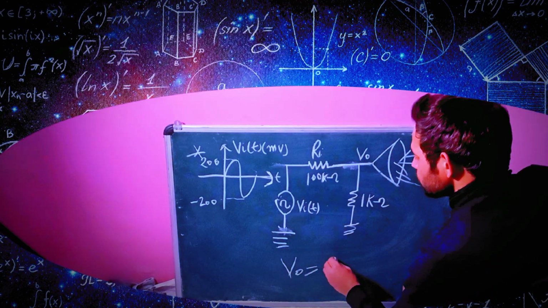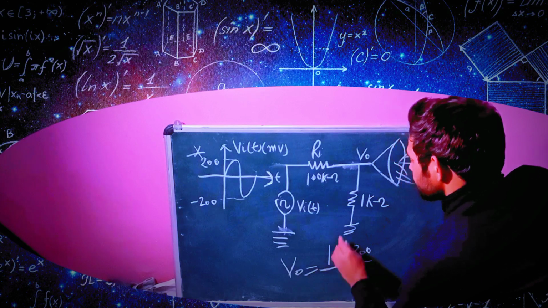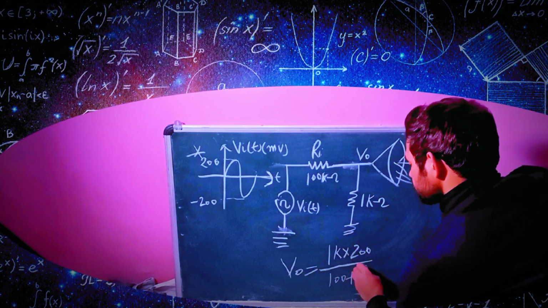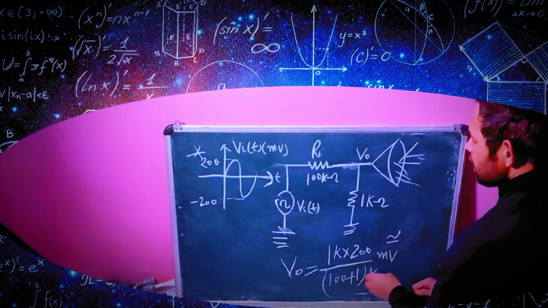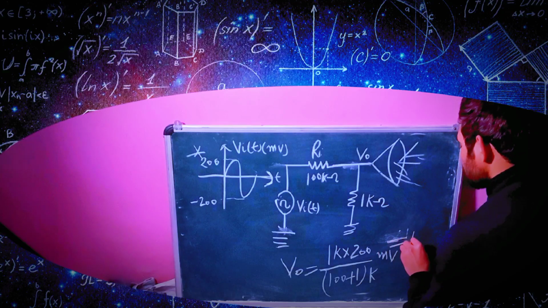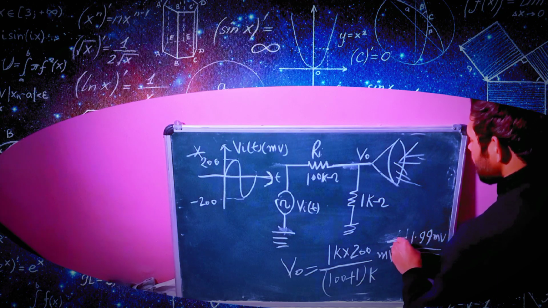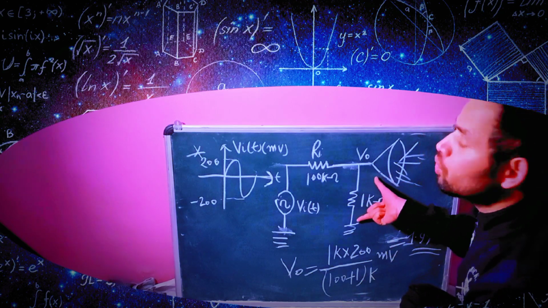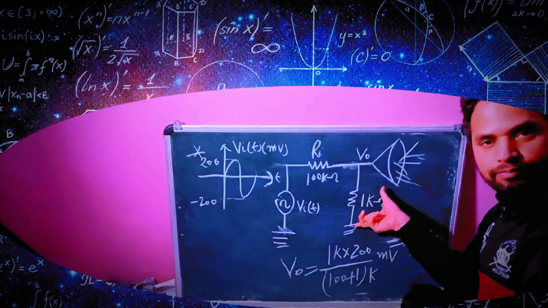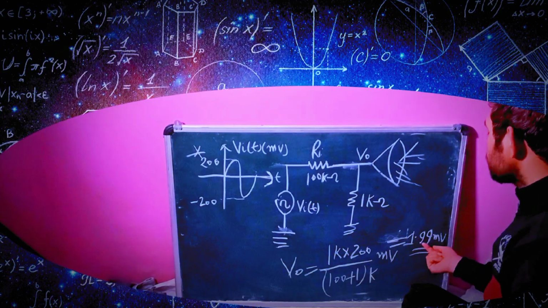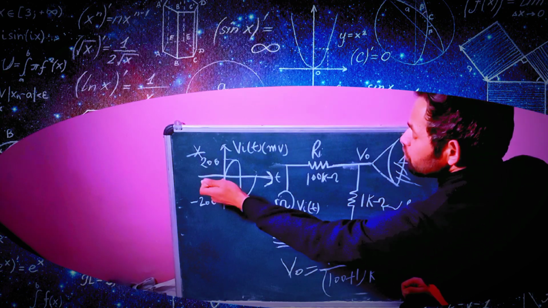By applying the voltage division rule, it is 1K into 200 divided by 100 plus 1K, in millivolt. I will get 1.99 millivolt of signal across the load resistance of this loudspeaker, if I connect my input voice signal directly to the load, without any amplifying device. So 1.99 means approximately 2 millivolt, out of 200 millivolt.